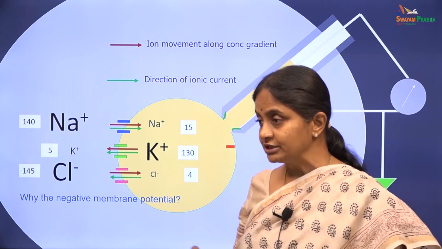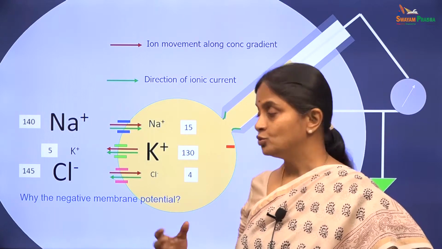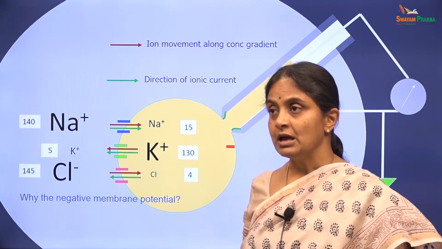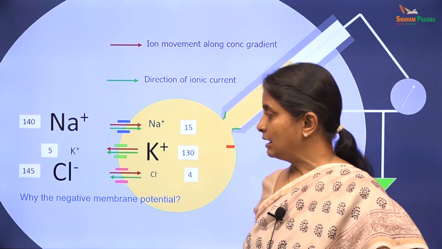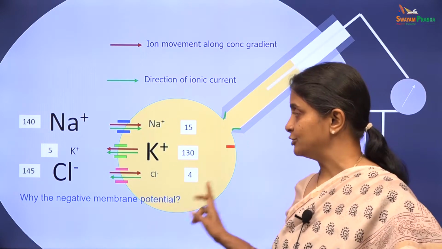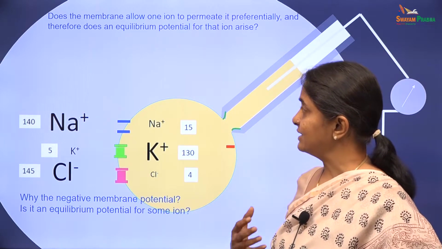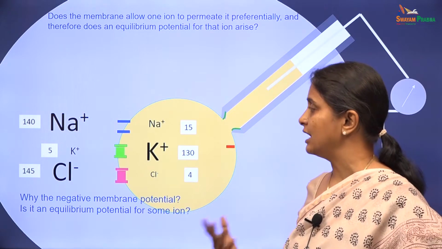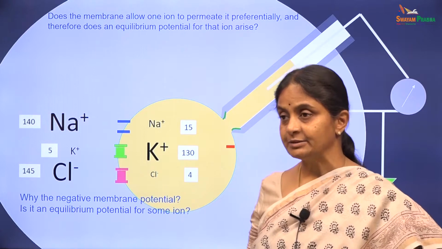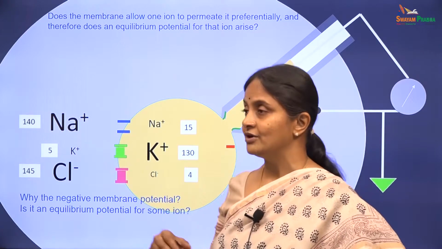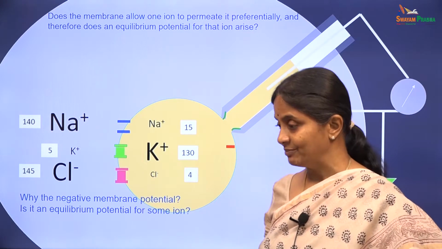A potential difference would arise only if the membrane was selectively permeable to one or other ion, and therefore would reach the equilibrium potential for that ion. So, that is our question. Is the negative internal potential some kind of a diffusion potential due to the membrane being selective for one or other ion? Now, let us consider each possibility. Let us suppose the membrane at rest is selective for sodium ion. By that I mean only sodium channels are open in that membrane.